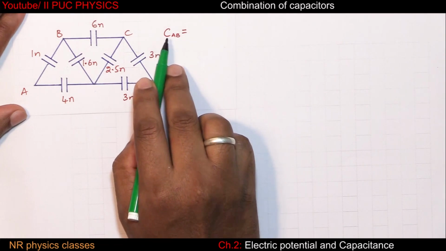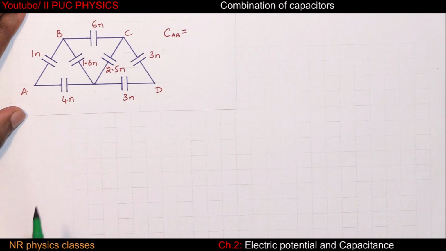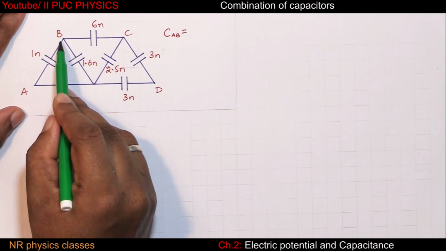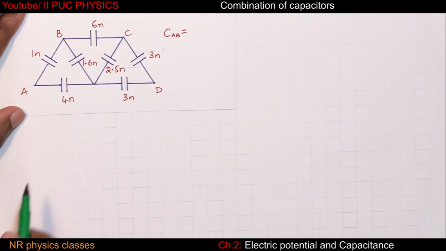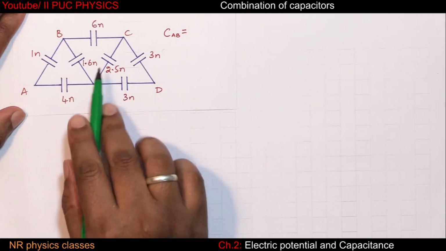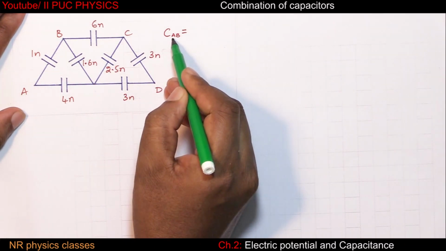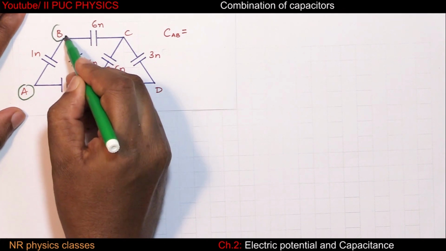Now we have to find the capacitance between A and B. Observe, some can see 3 triangles, some can say a parallelogram with a triangle, but you should not get carried away by the geometrical shape. We have to find between A and B. A is here, B is here.